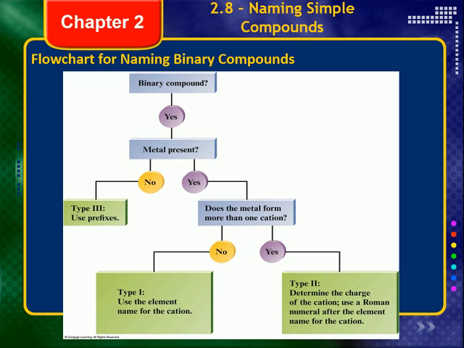If there is a metal present, you need to ask yourself, does that metal form more than one cation? Generally speaking, asking yourself if it's a transition metal will be easy enough, but there are some exceptions there. If it's no, you're going to type 1, so you're just going to use the element name for that cation. But if yes, if it is a transition metal and it does form more than one charge, you're going to have to communicate the charge of that metal and use a Roman numeral right after the element's name in that compound name.